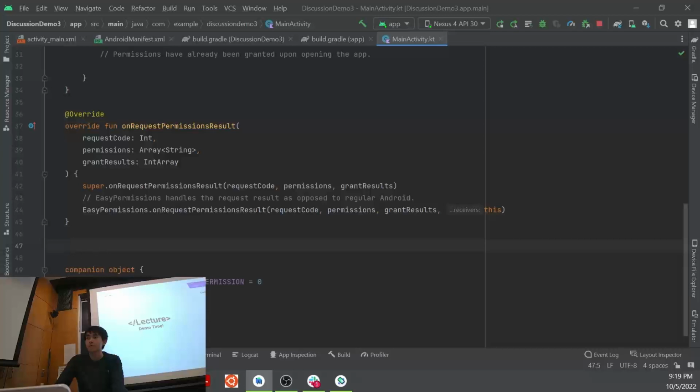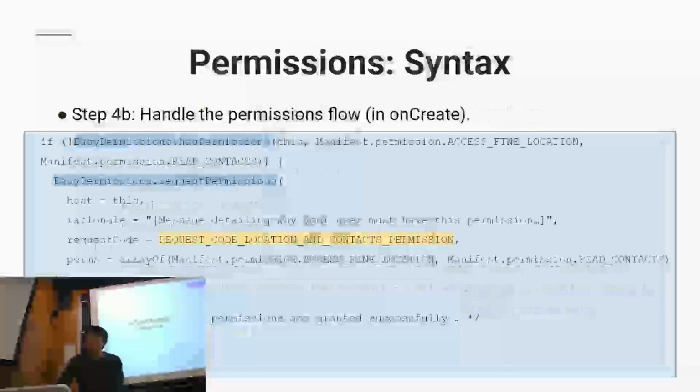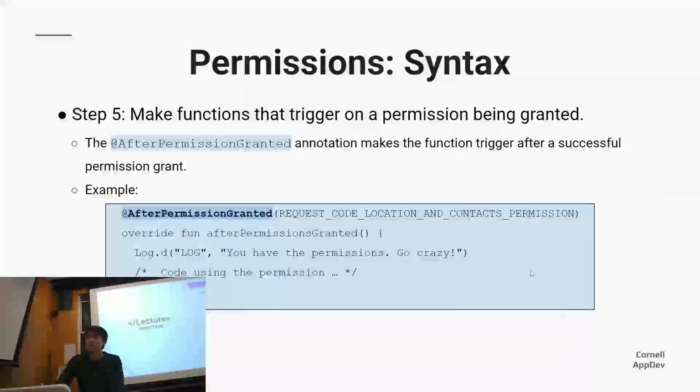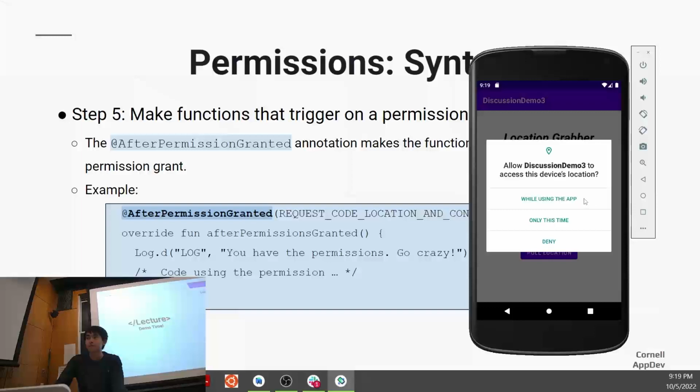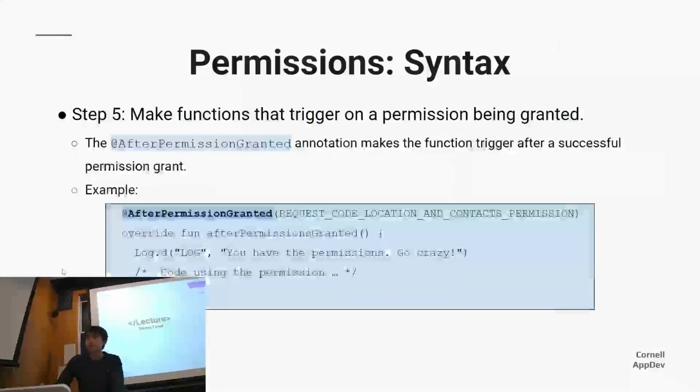Okay, awesome. So step 5 is sort of an optional thing. You don't really need it, but you can make a function to trigger right as your permission is granted. AKA, if I were to go into my emulator and actually click "while using the app" or "only this time," then this function would fire. It operates off of the request code. Whatever request code I put in here will correspond to the permission that was just granted. This is an annotation, AfterPermissionGranted. Similar to @Override and that kind of stuff, this annotation makes it so whenever this permission is granted, the function will essentially fire.